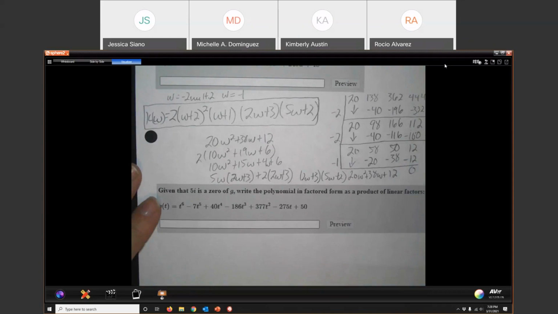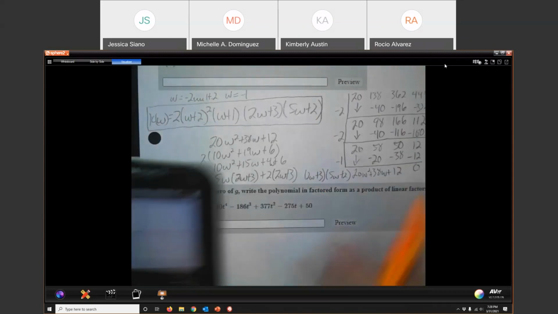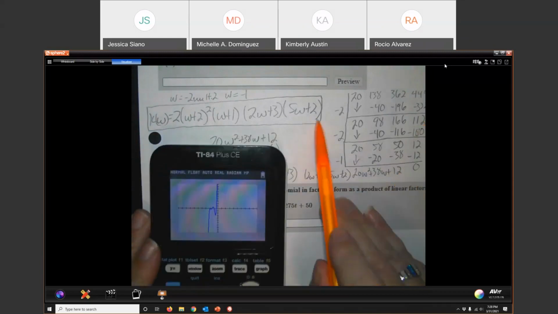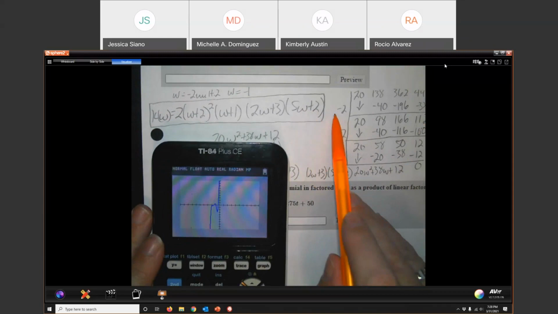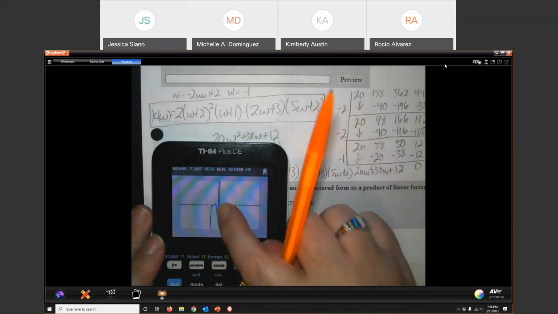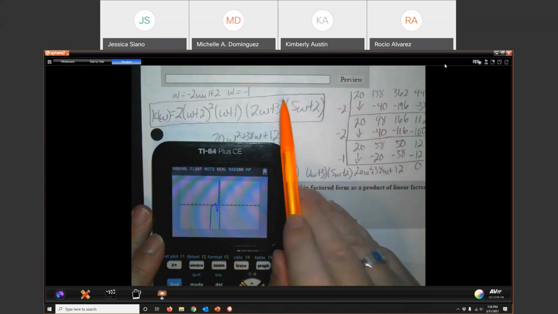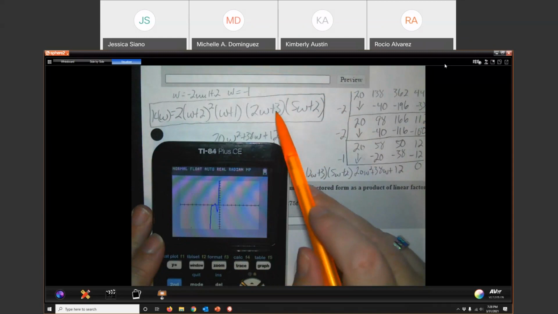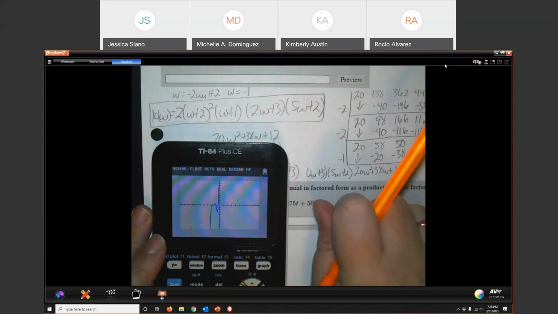And so if we compare this to the graph, if I set 5w plus 2 equal to 0 and solve it, I would get negative, right? You'd move the 2 over, divide by 5. You get negative 2/5, which is probably that root right there. And if I set 2w plus 3 equal to 0 and solve, you'd get negative 3/2, which is that root in between -1 and -2.